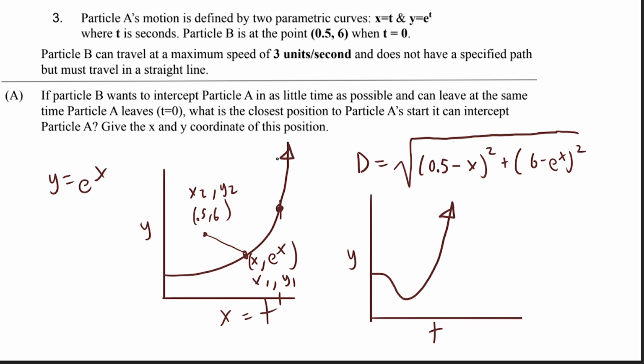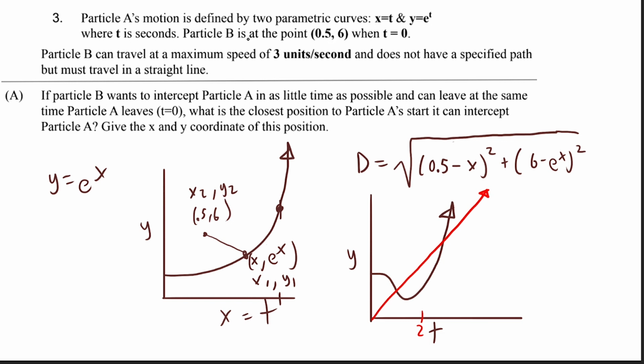But the problem is particle B can travel. And it can travel at a maximum speed of 3 units per second. And it does not have a specified path, but it must travel in a straight line. So I'm going to draw out a new equation that represents the maximum distance that particle B can travel given a certain time. So for example, if the time were to be 2 seconds, the distance would be 6, since it can travel 3 units per second.